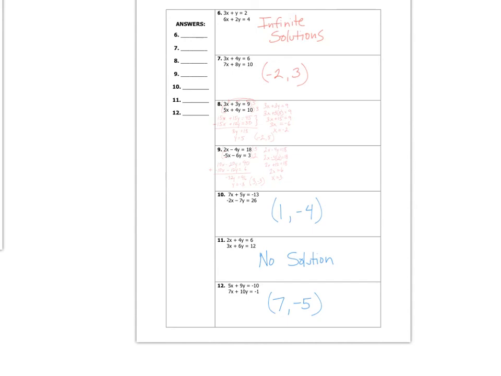Again, you have to make sense of what you get. You know, if you get that, hey, 0 equals -6 or whatever it is, you got to say, hey, that's no solution. You know, if you end up getting 0 is equal to 0 or 4 equals 4 or whatever that is, you've got to say, hey, that's infinite solutions. So 6 is infinite. 11 was no solutions. You see the answers there on 7 and 10 and 12.